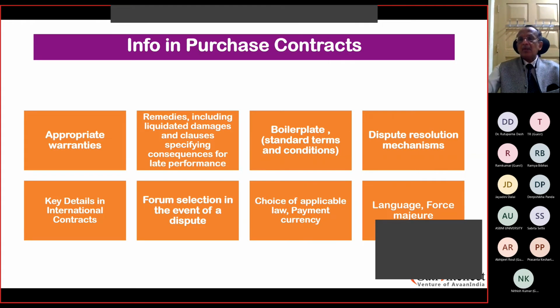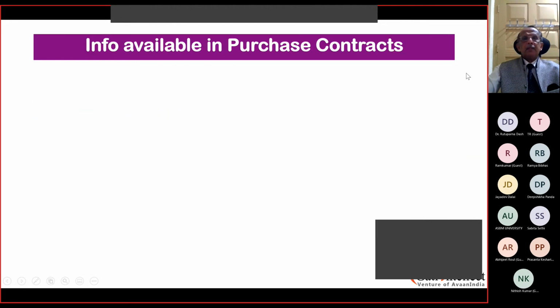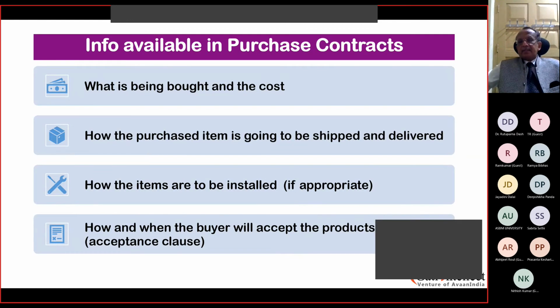Then the dispute resolution mechanism, we talked about it. Then key details in international contracts, forum selection, also we talked about. Then choice of applicable law, payment currency, we talked about the other things as well. Now look at this. This sums up the purchase contract in a nutshell.